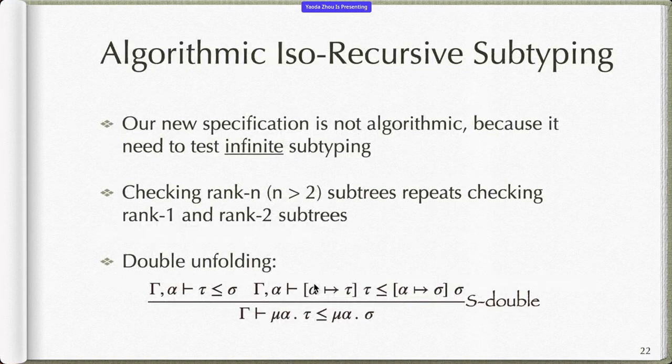So our new specification is not algorithmic because it needs to test the infinite subtyping as we have seen. And therefore, we also propose a new algorithmic Iso-Recursive subtyping rule called the double unfolding rule. So actually, we have observed that the checking of all rank n subtrees in the finite unfolding rule actually repeats the process of checking the rank 1 and rank 2 subtrees. Therefore, we only need to check the one-time unfolding and the two-time unfolding, and then we end up with this algorithmic subtyping rule called the double unfolding rule.